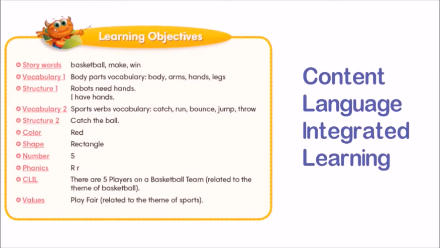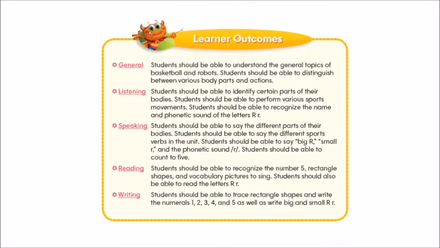Then we move into our values. It's important that children are also learning about the duty of being a good person. So we're going to address the need of playing fair. For the learning outcomes, it's very important that students leave this unit knowing the general topics of basketball and robots.